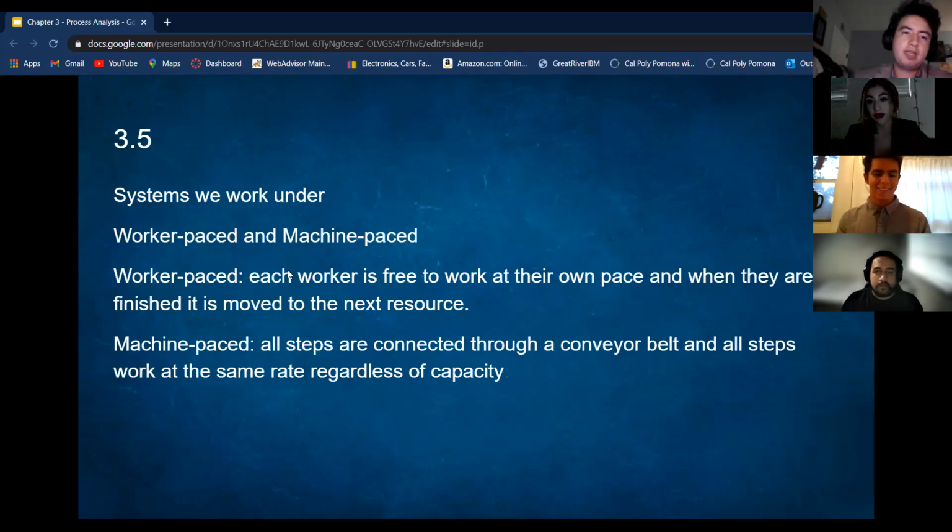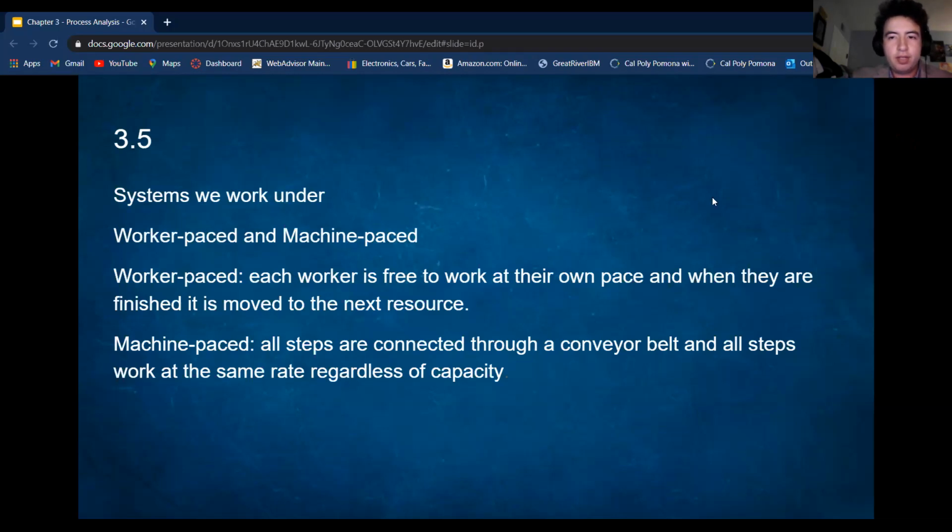So the worker pace is each worker is free to work at their own pace, and when they are finished, they move it to the next resource. And the machine pace is all the steps are connected through like a conveyor belt, and all steps work at the same rate regardless of capacity. So the worker pace could be comparable to the sandwich or Subway analogy that we've shown multiple times.